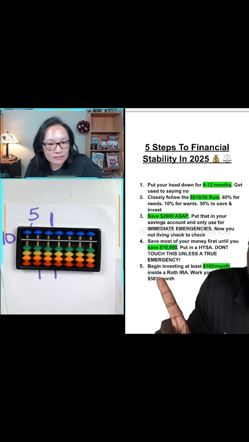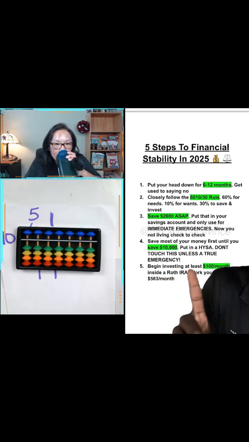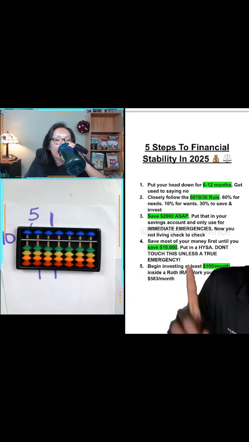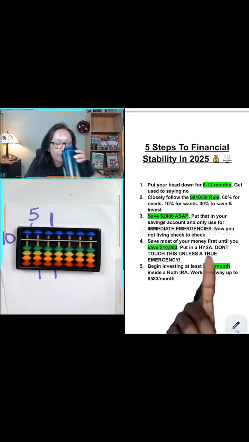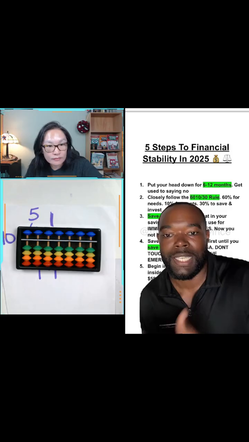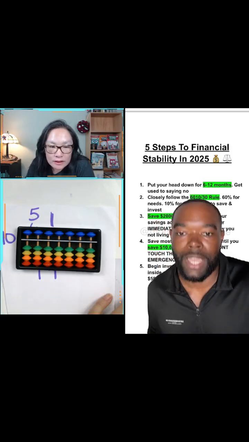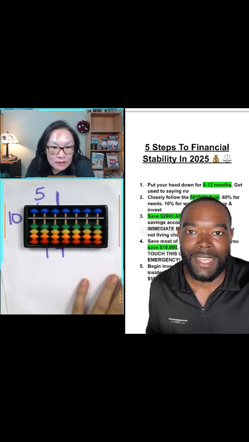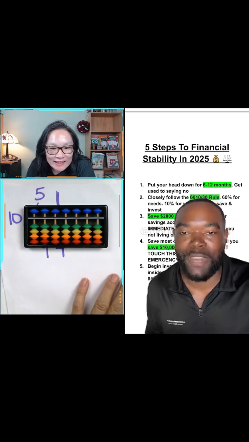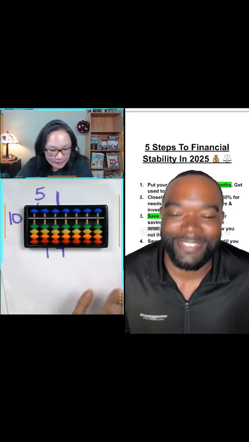Do you need $583 a month to begin investing? No. Again, you can start with $1. You can start with $5. You can start with $10. But either way, you just need to start. Okay. So those are the 5 steps to financial stability in 2025.